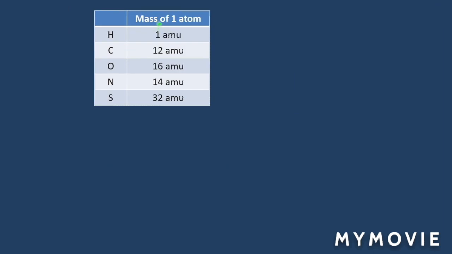Mass of one atom of hydrogen is approximately 1 AMU. One atom of carbon is 12 AMU, one atom of oxygen is 16 AMU, one atom of nitrogen is 14 AMU, one atom of sulfur is 32 AMU.